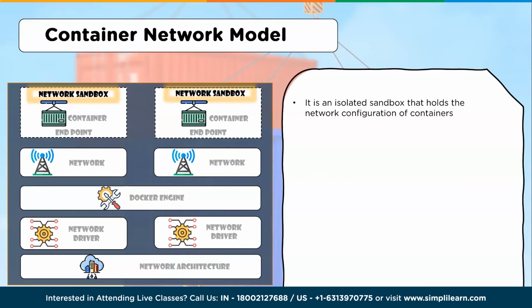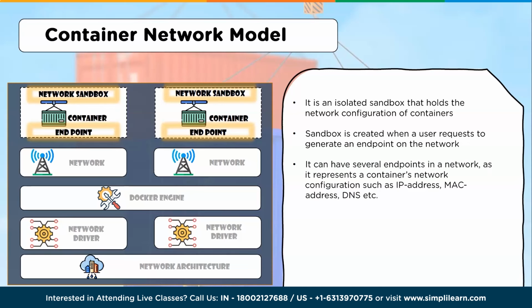The network sandbox is an isolated sandbox that holds all the network configurations of the containers. You will require at least one Docker container network if you want to run a container in that sandbox. The sandbox is created when a user requests to generate an endpoint on the network. That's where the sandbox gets created.